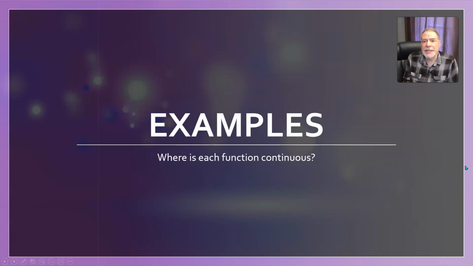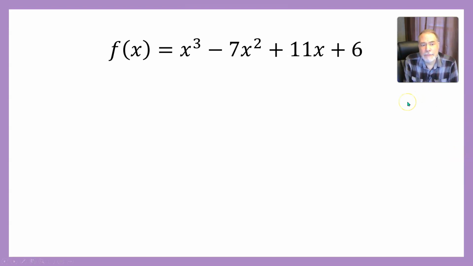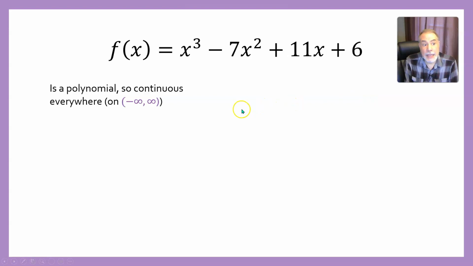So let's look at some examples. We'll look at some specific functions and decide where they are continuous. Or we could start by deciding where they are discontinuous, and then they'd be continuous everywhere else. So what about f of x equals x cubed minus 7x squared plus 11x plus 6? Where is that continuous? Well, it's a polynomial, so it's continuous everywhere. That is, on the interval from negative infinity to infinity.